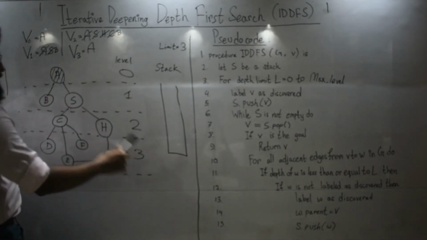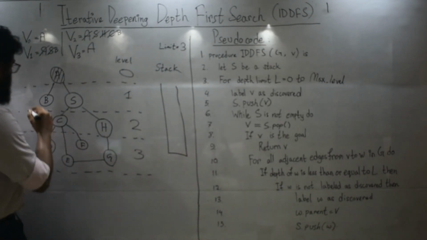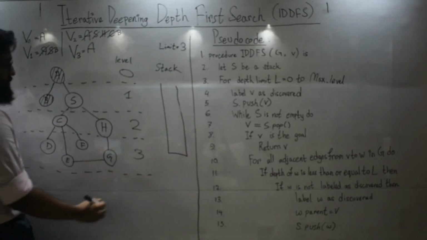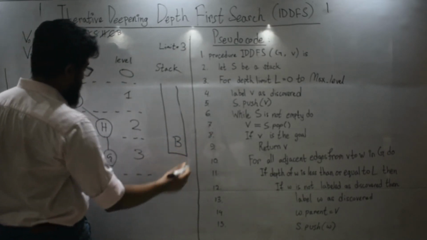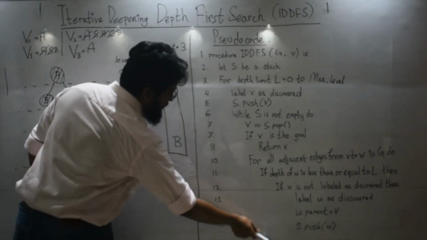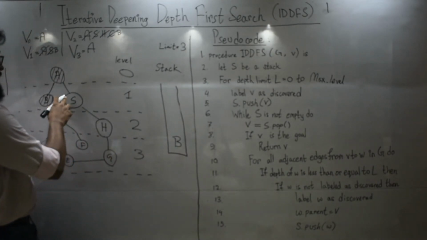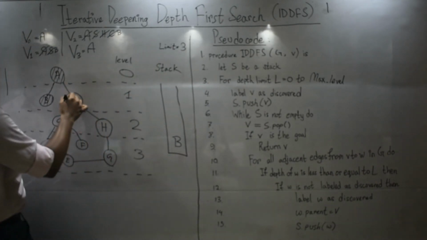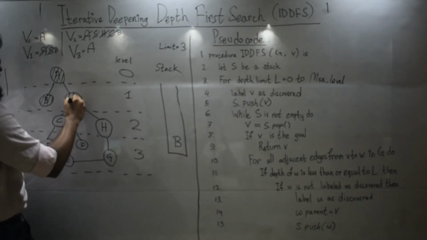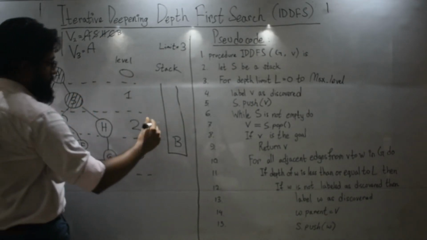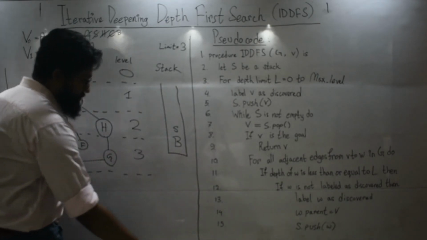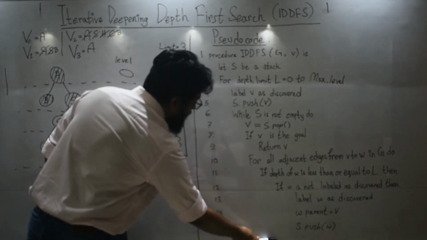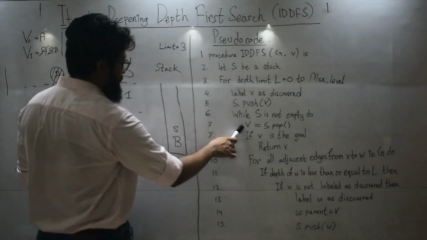So let's discover them. Label it as discovered. B labeled and push. After that, again come over here. Is this within the limit? Yes. Is this discovered? No. So let's discover and push. Now I will have finished this loop, and then I will again jump to line number 7.